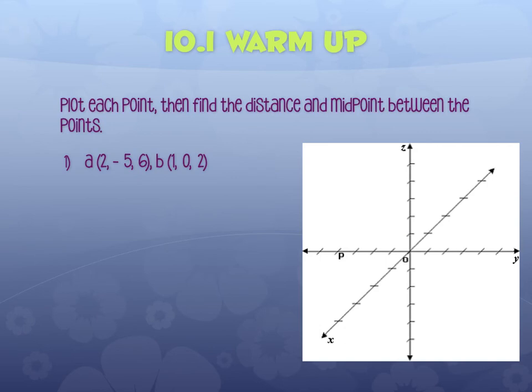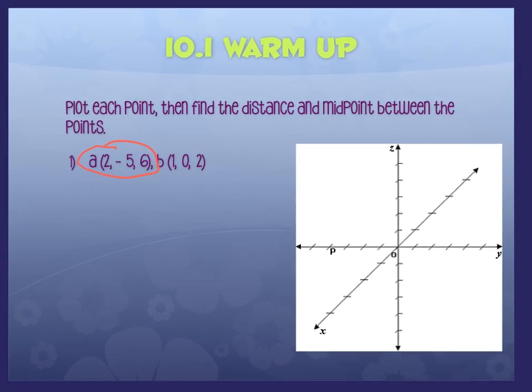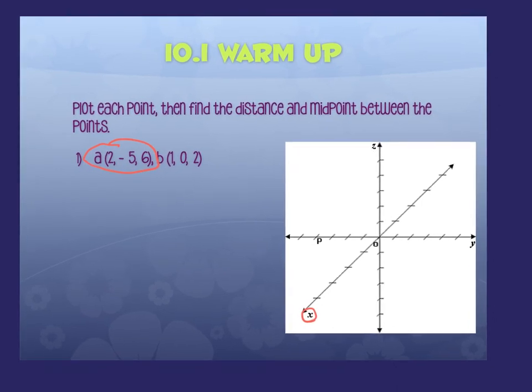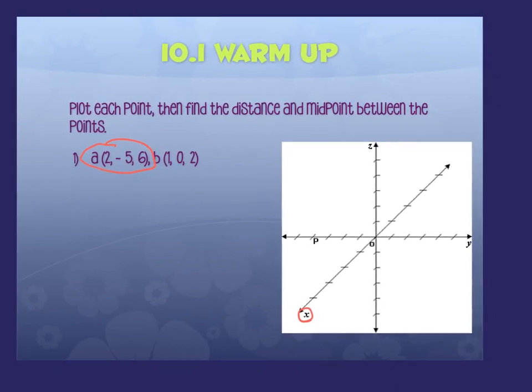All right, so here's the warm-up. Remember in 10-1 we did the XYZ coordinate grid. So this one says plot each point, then find the distance and midpoint between the points. So if I wanted to plot the point A, 2, -5, 6, I want to look where my axes are labeled. I will try to keep this consistent from here on, because I think that's part of the confusing part. Your X is on the front. So if it's coming from me, I'm going to try to make it so that it's this way. X is on the front, Y is on the right, Z is on the top.